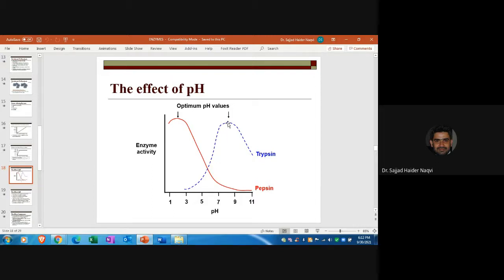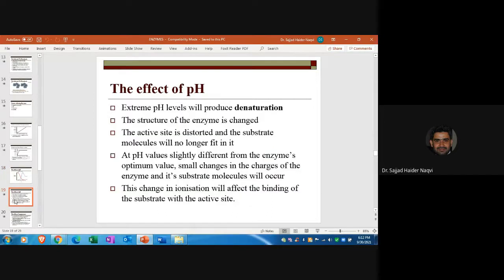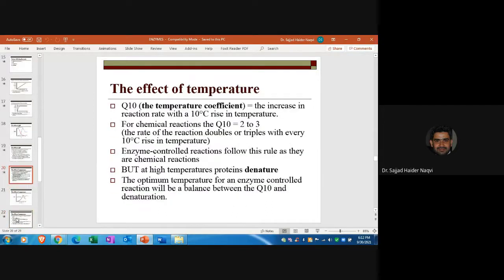So if you keep the pH on either side, slightly different from the optimum, the enzyme is still capable of catalyzing the reaction, but there is a change in the ionization because of the pH change, and the change of ionization would affect the binding of the substrate with the enzyme, and thereby affect the speed of the reaction.